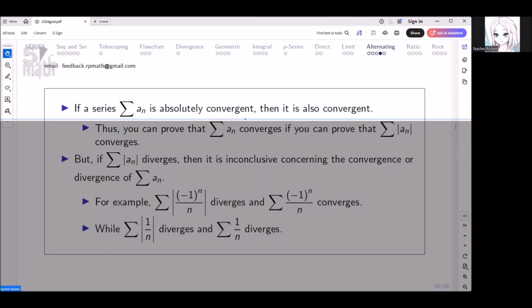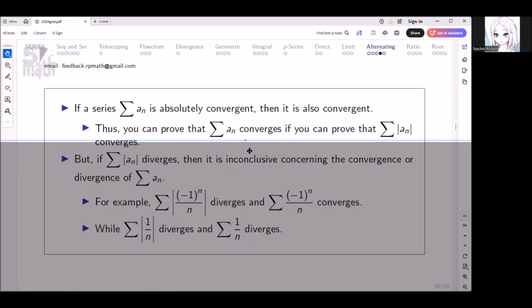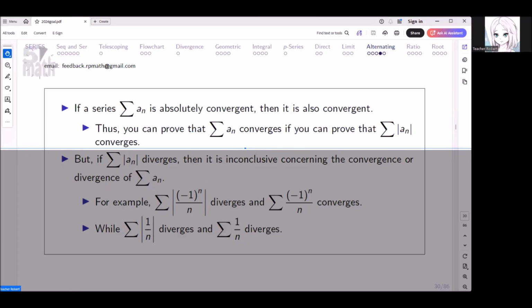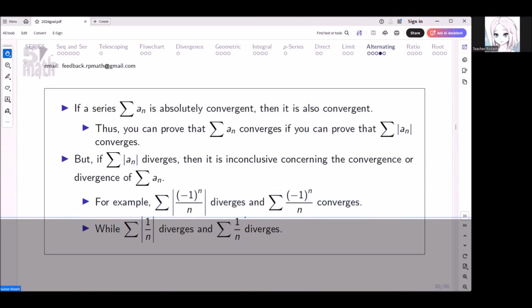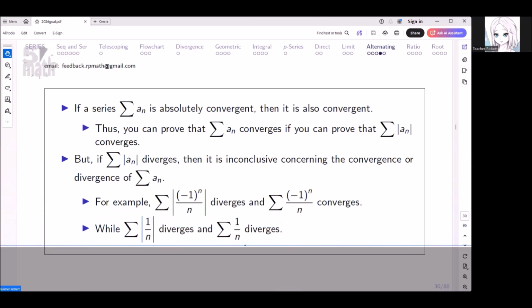If a series a_n is absolutely convergent, then it is also convergent. Thus, you can prove that series a_n converges if you can prove that series absolute value a_n converges. But if series absolute value a_n diverges, then it is inconclusive concerning the convergence or divergence of series a_n. For example, this diverges and that converges, while this diverges and that diverges.